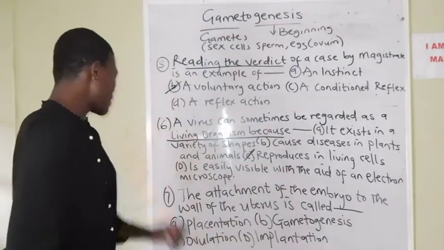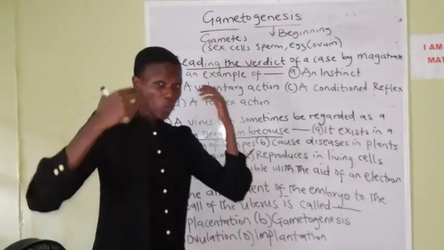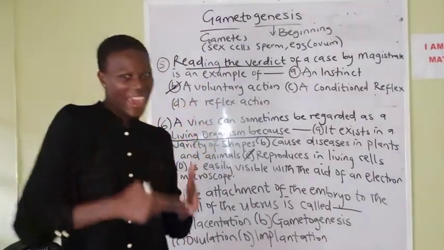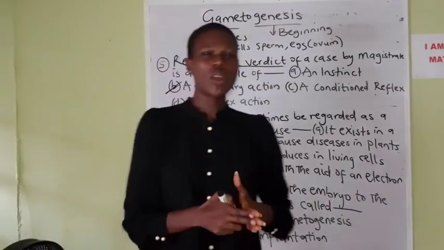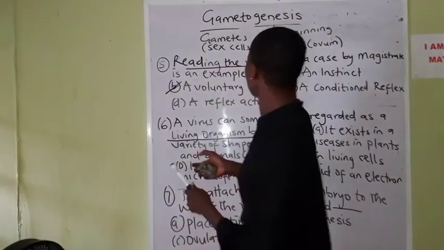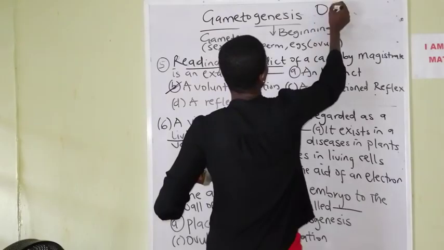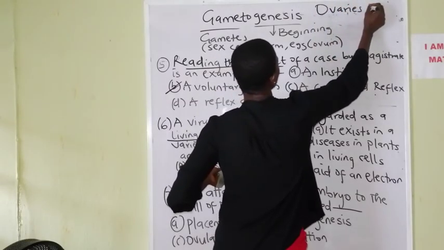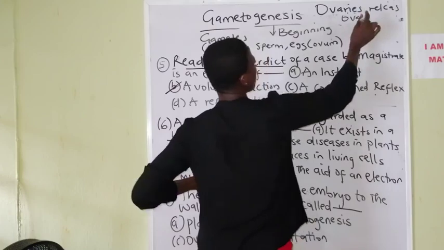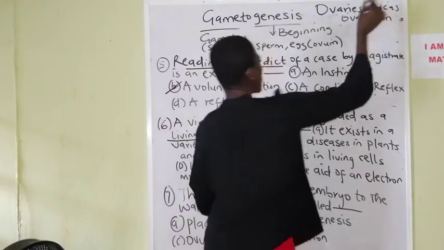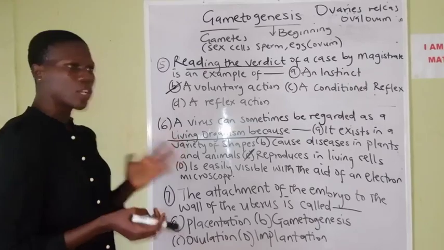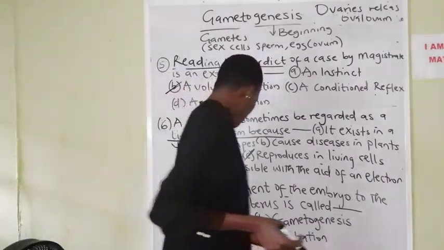Now the next point says ovulation. What is ovulation? Ovulation simply means a process whereby the ovaries release an egg into the fallopian tube, waiting to be fertilized. Okay, that's what happens. Let me write it out. The ovaries release the ovum or the ova, singular and plural, okay? It releases the egg into the fallopian tube. That's what ovulation means.